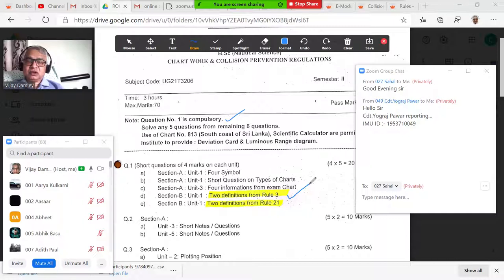So now you have got two definitions from rule number 3. Then E is two definitions from rule number 21. Now rule 21 deals with lights. Rule 3 deals with different types of ships. Both you have to get perfectly right, word by word, without any failure. So that is 8 marks you have taken. Then we move down further.